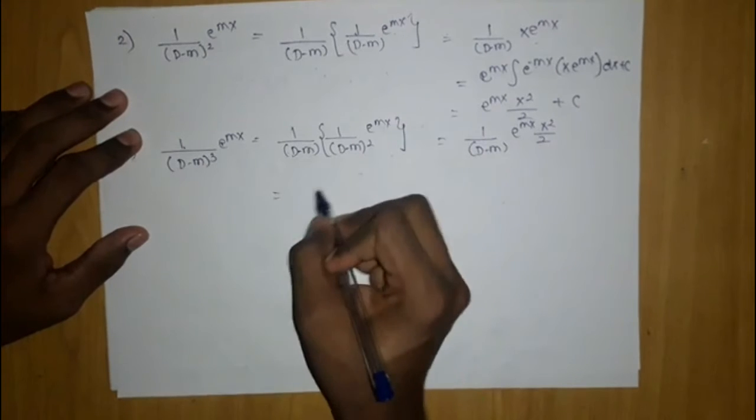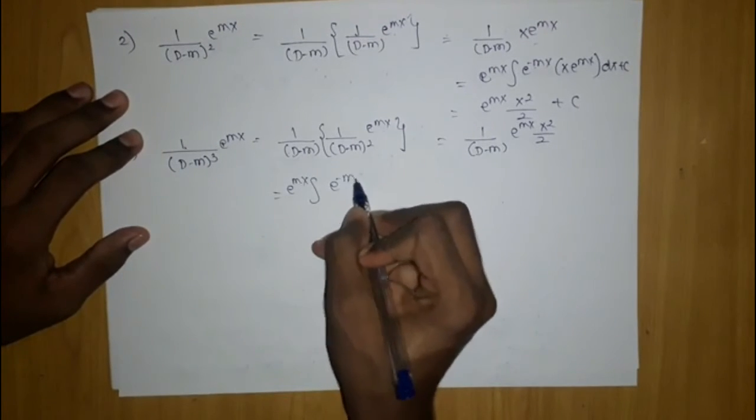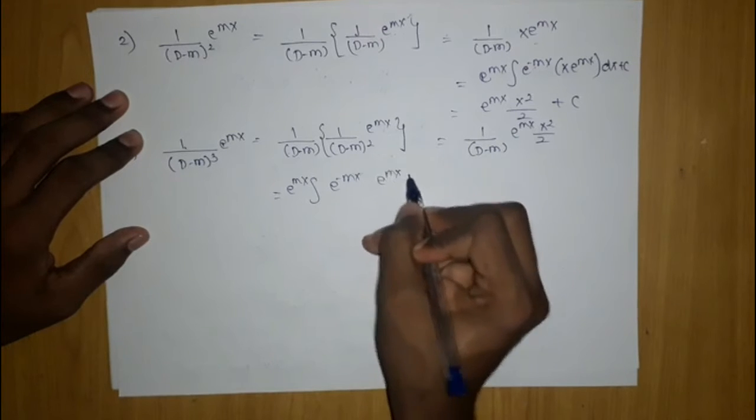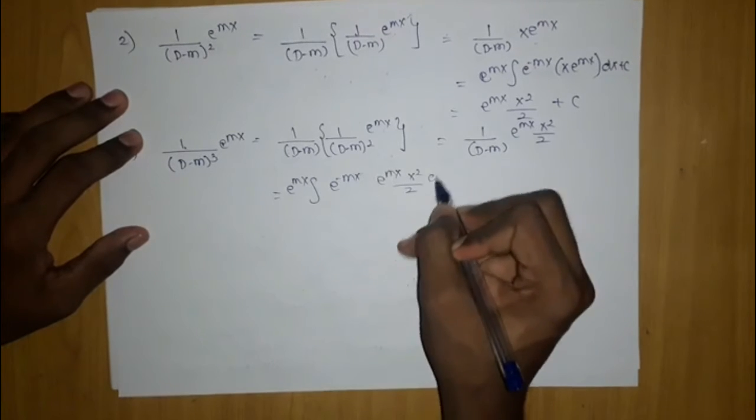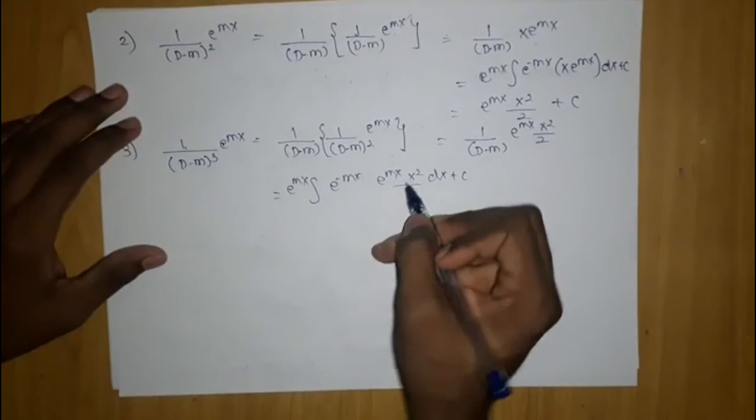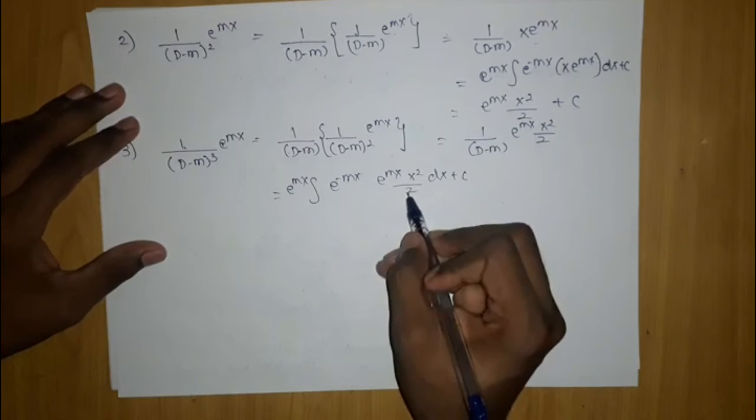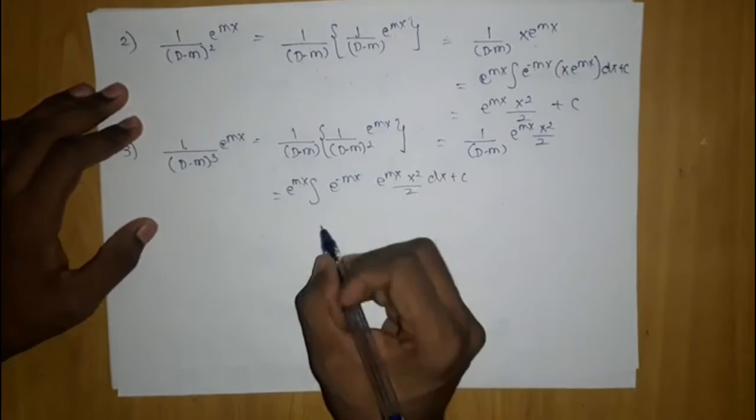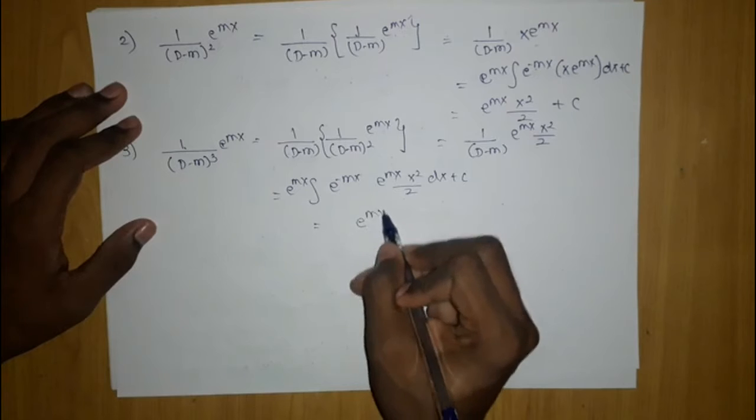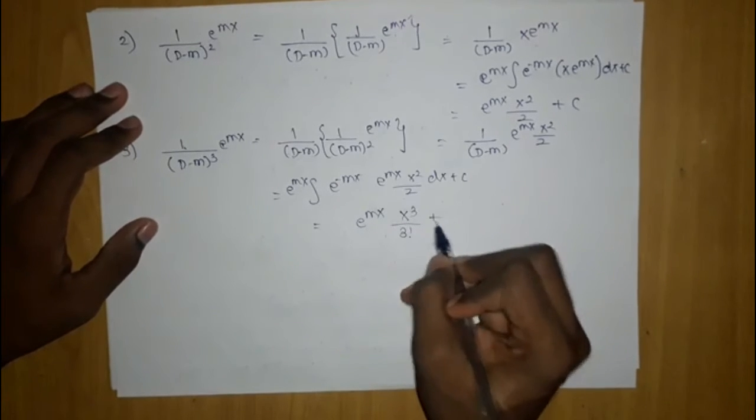So if you try to get its answer, e to the power mx will be as it is outside here, e to the power minus mx into e to the power mx x square by 2 into dx plus c. This will become again 0. E to the power 0 is 1. You are doing integration of x square, which is x cube by 3. So this will be 2 into 3, which will be 3 factorial. So this you can write as e to the power mx x cube by 3 factorial plus c.